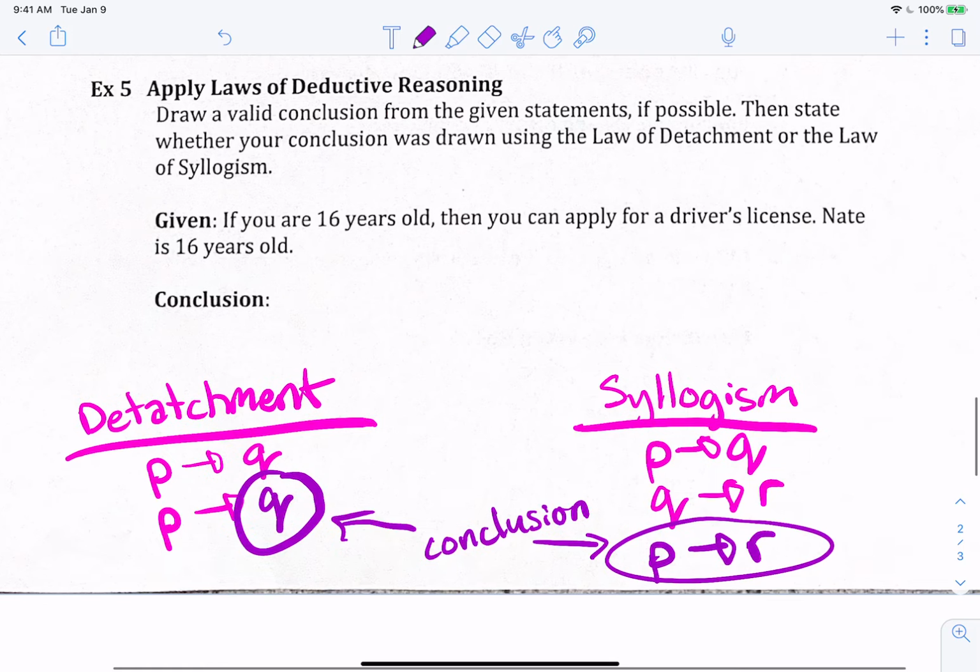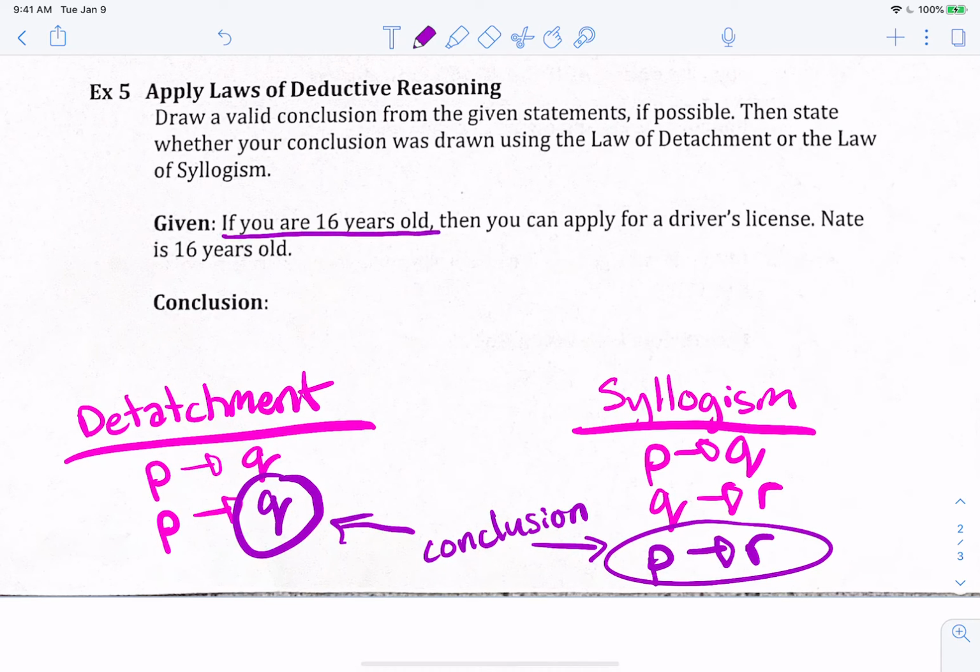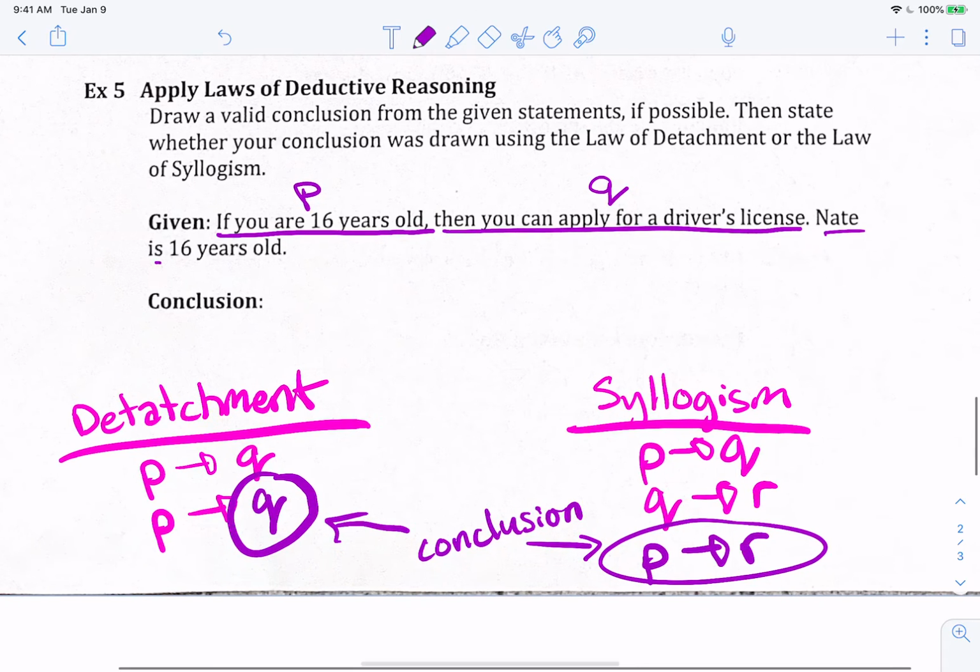Those are my conclusion pieces. So let's go up here and figure out whether this is the law of detachment or law of syllogism and then come up with our conclusion. Draw a valid conclusion from the given statements if possible. Given: if you are 16 years old, that is P, then you can apply for a driver's license. That is Q. Nate is 16 years old. That is P. So are we looking at detachment or syllogism? Detachment.